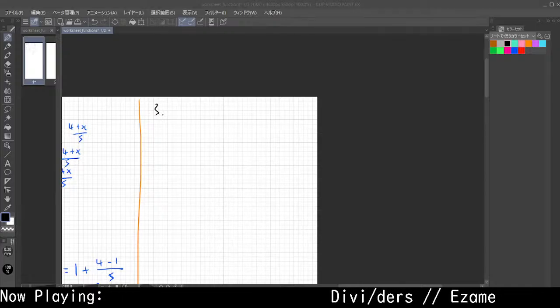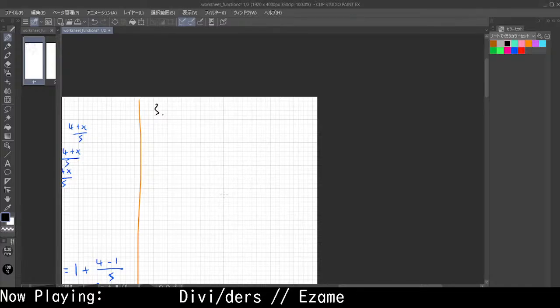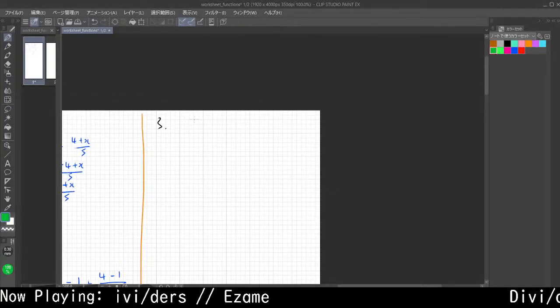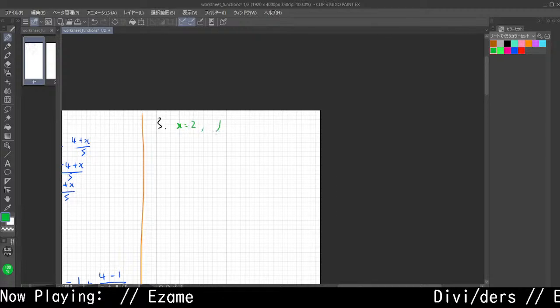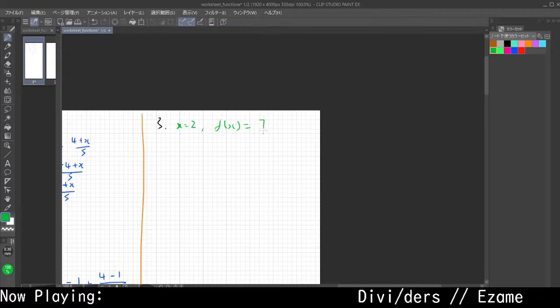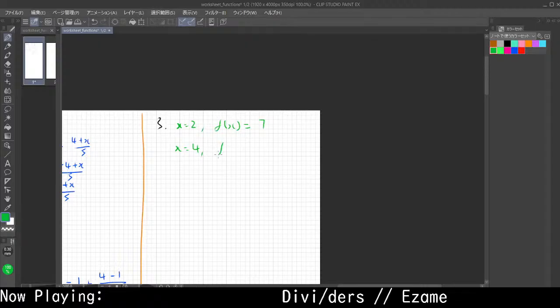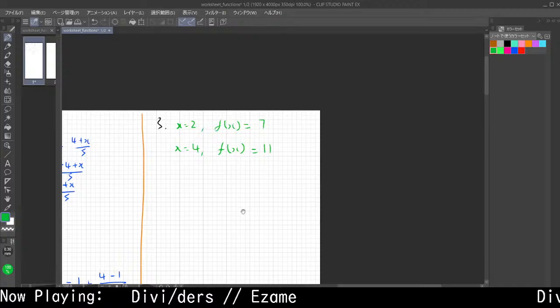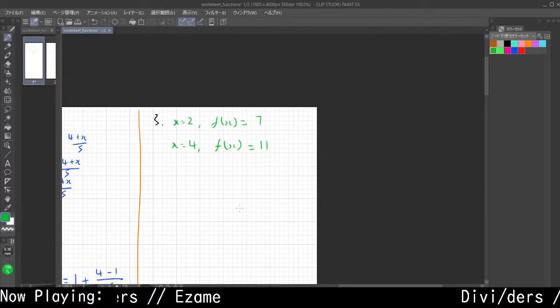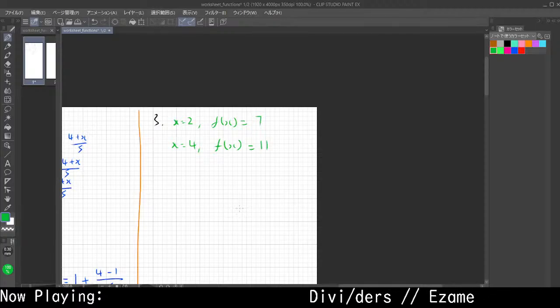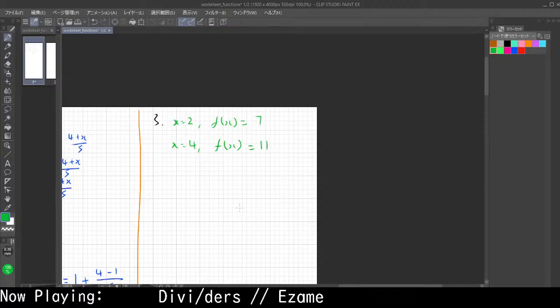Question 3, arrow diagram. What does this arrow diagram mean? x has a mapping to f(x). When x is equal to 2, my f(x) is equal to 7. When x is equal to 4, my f(x) is equal to 11. That's what it means. Since I'm given in the question f(x) equals ax plus b, and I have two pairs of values between my x and my f(x), this is basically doing simultaneous equations.